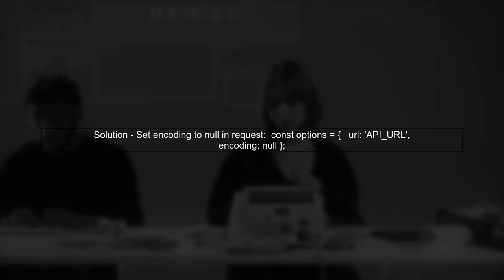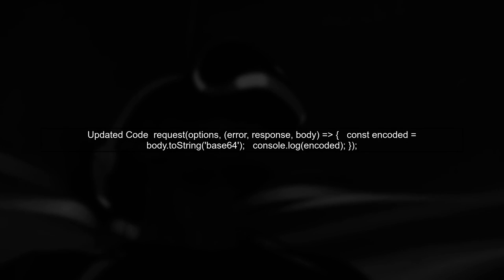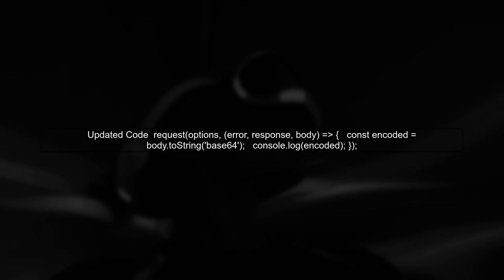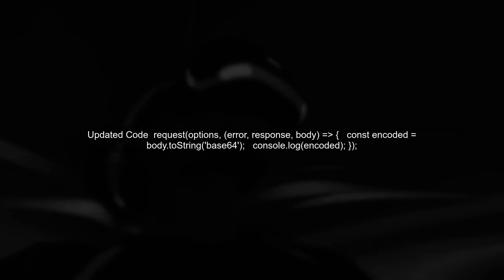Instead, you should ensure that the response is treated as binary data. You can do this by setting the encoding option in your request. Here's how you can modify your request. Once you receive the response as a buffer, you can then convert it to Base64. Here's the updated code snippet for that.